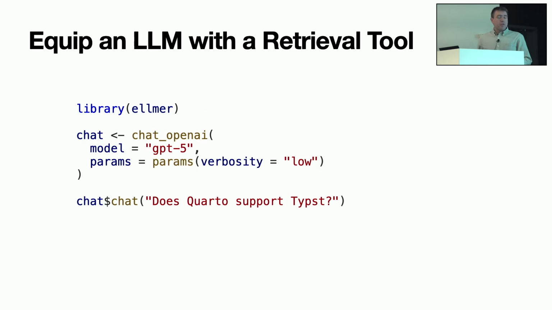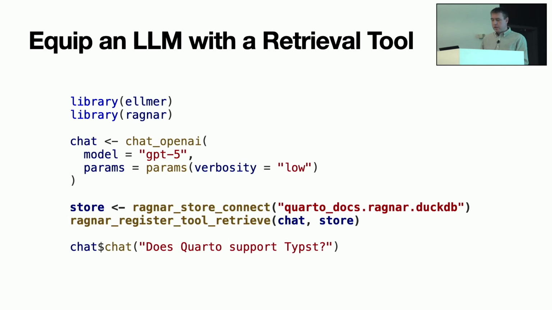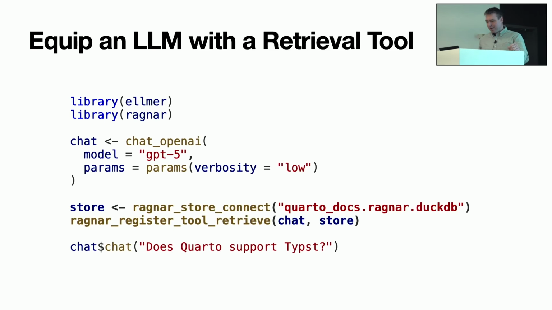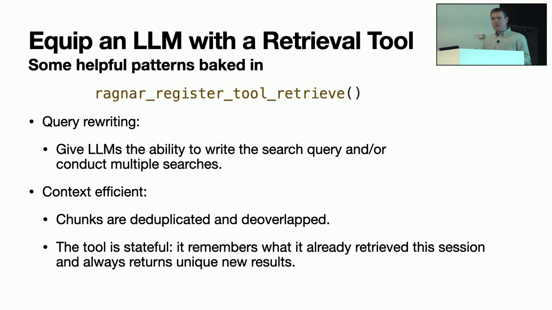And then once you have your store and you want to equip an LLM with the ability to search that store, it's two lines of code. So earlier, this is the code I used to generate the slop at the start of the talk. And this is what you need to equip that LLM with the ability to search a store. This register tool function has a lot of useful patterns baked into it. It lets the LLM perform query rewriting, and it lets it do multiple searches. These are things that work great in practice.